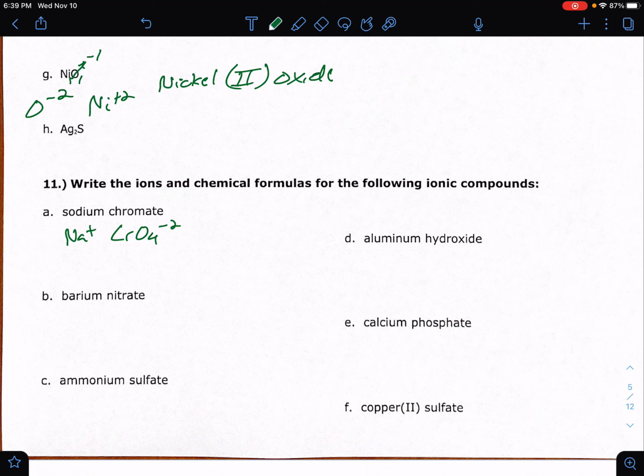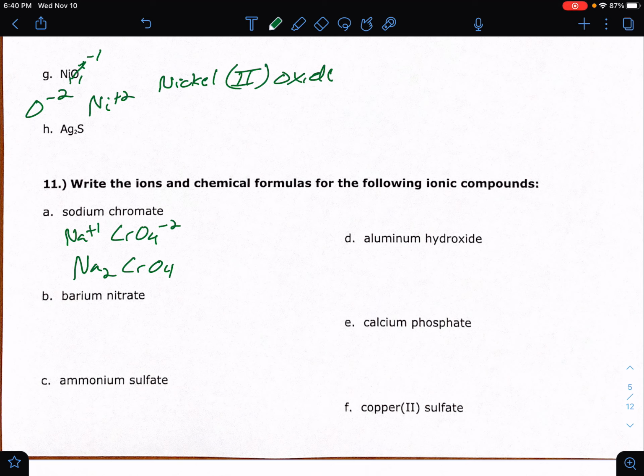Now, I can still do the crisscross method, so you can take the 2 to the Na, meaning I need 2 sodiums. And you can take this 1 from sodium to the chromate, meaning I only need 1, so I'm just going to write CrO4, because that is 1 chromate. So there's your answer right there.